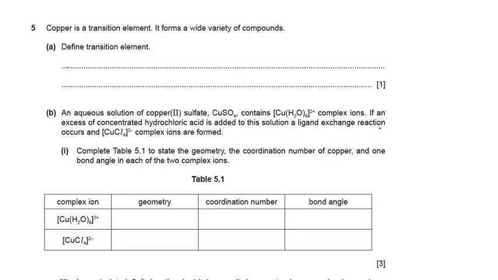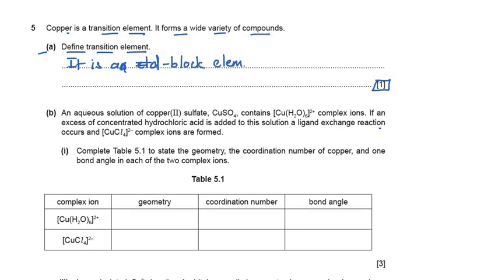Let's read it. Copper is a transition element. It forms a wide variety of compounds. Now question A says define transition elements. So just write directly a 1 mark definition which says that it is an element. It is a D block element.